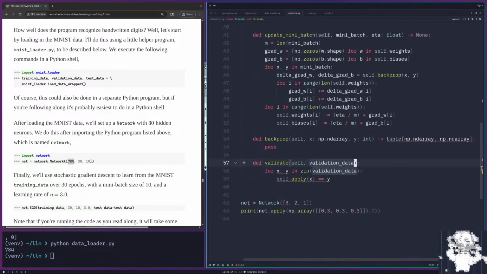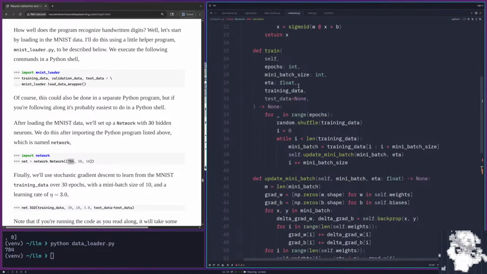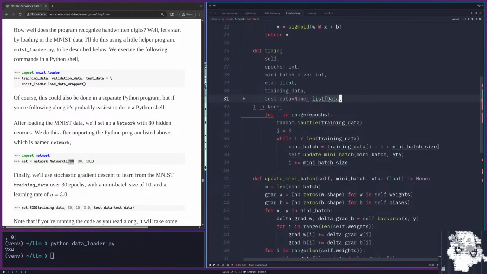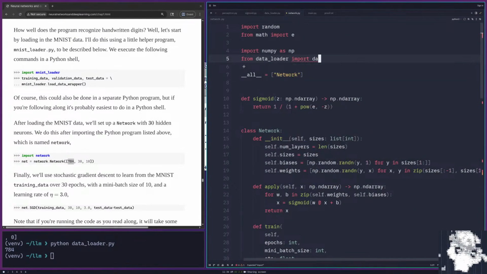Now if we go over to network, test data, this is a type list data. Oh wait, no, it's just type data. Equals none. Data or none. I have to import that from data loader, import data.